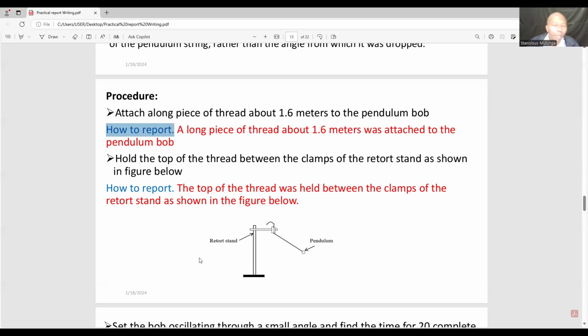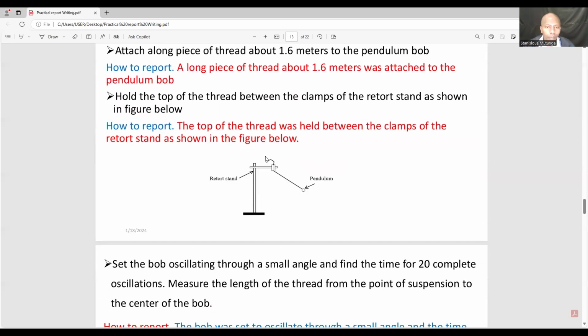If we go to point number two, this is what was given within the manual, the highlighted one. After getting that, this is how to report it using the red part: the top of the thread was held between the clamps of the retort stand as shown in the figure below. So I've included the figure I have here. You can see the figure there. It's well labeled, with the retort stand, the pendulum bob, and all the information you're supposed to be getting.